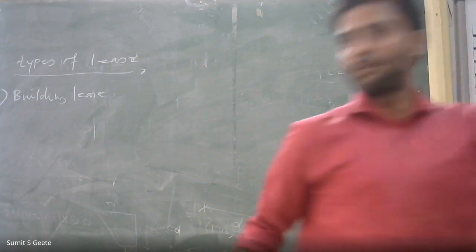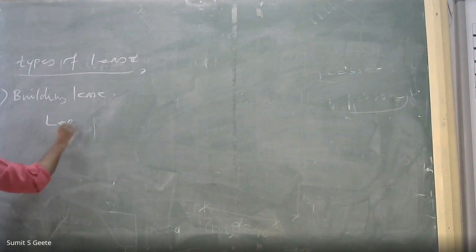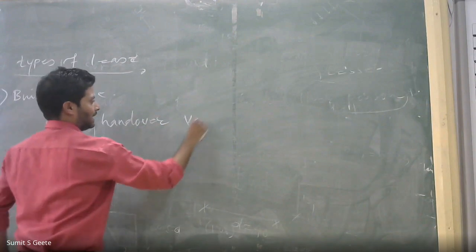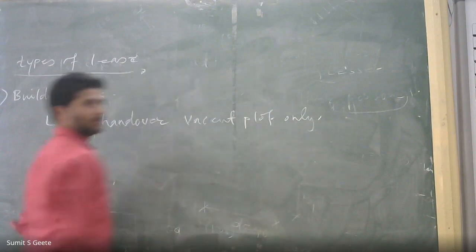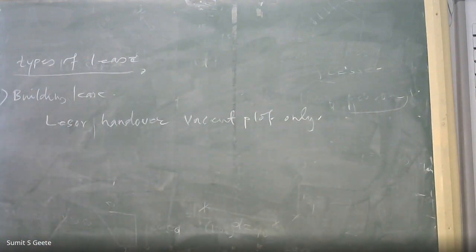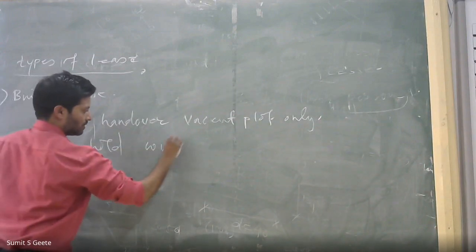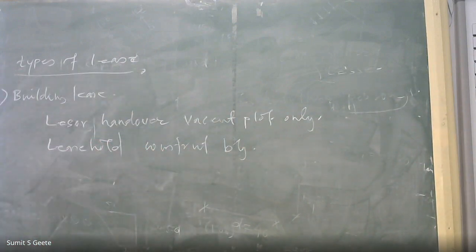So in this case, what happened? The lessor hands over a vacant plot only. And the leaseholder constructs the building and utilizes it. Right?